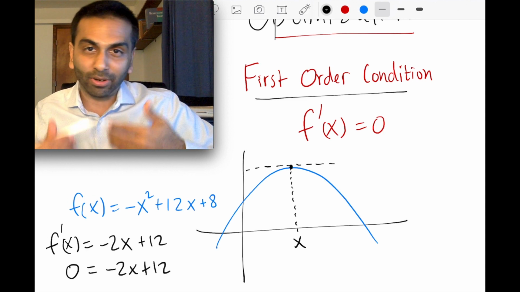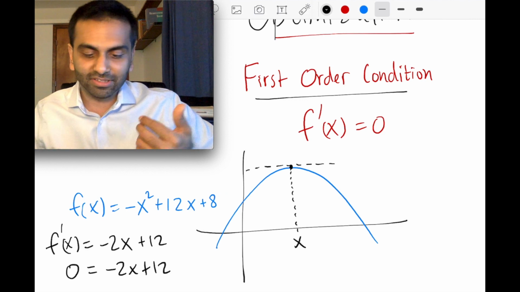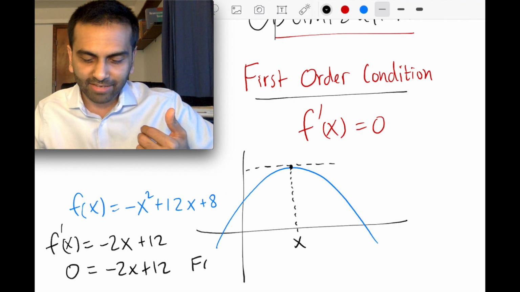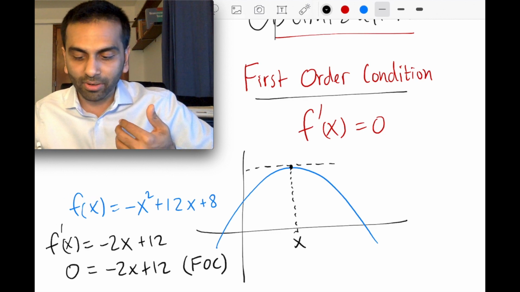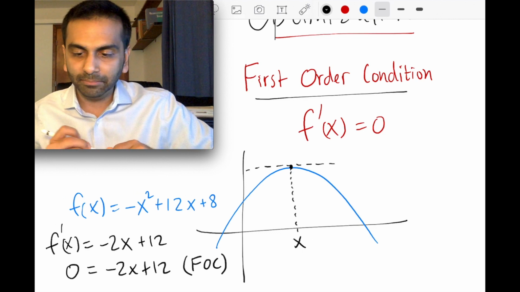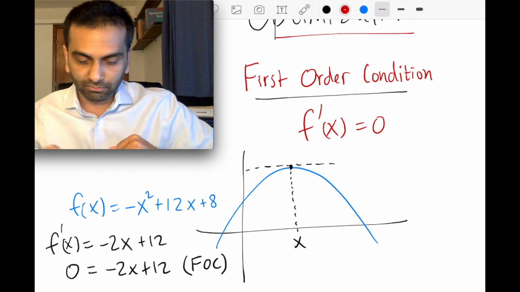So now if the question then goes further and says, use this FOC to find the x-coordinate of the max or the min. Well, let's see. Let's just solve for it.